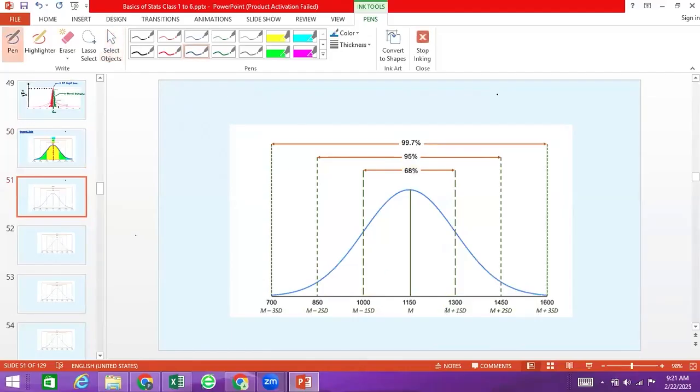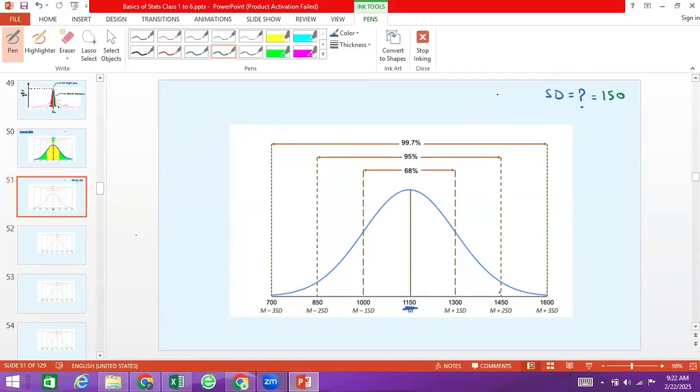Now, the mean is 1150. Okay, this is the mean. Plus one standard deviation is 1300. So here, what is the standard deviation? If the mean is 1150, and mean plus one standard deviation is 1300, what is the standard deviation? Very nice. 150, right? It will be 150.